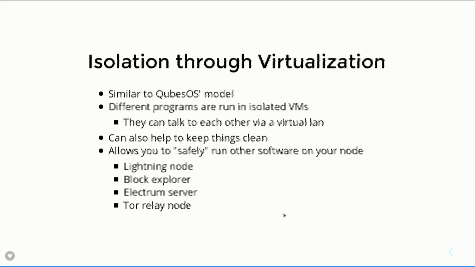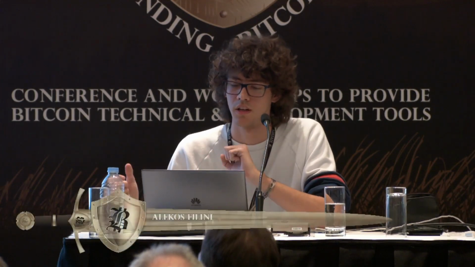The cool thing about this particular hardware, the Odroid, is that you can actually set up virtualization. So instead of running all this software directly on the Odroid, you can use it to create virtual computers inside of it, virtual machines, and install the software in separate virtual machines so that they cannot affect each other. This is very similar to Qubes OS's model of having different software run in different virtual machines.